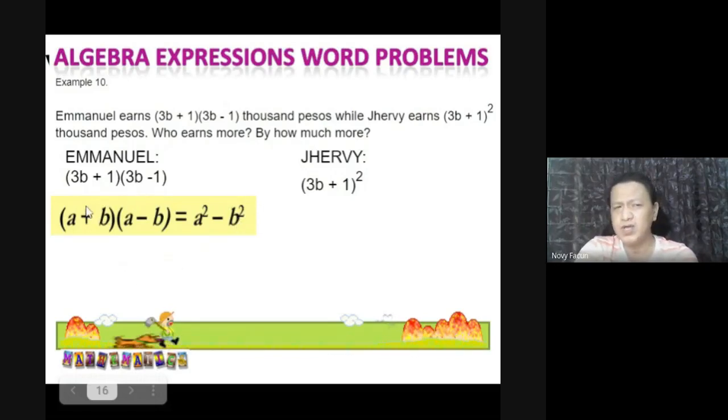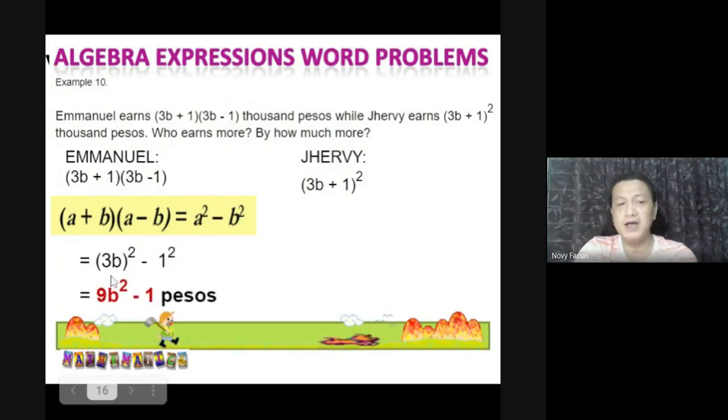And what do you call this special product? This is simply the product of the sum and difference of two binomials. Okay, and you're going to substitute the formula. We have the square of the first and the square of the second. So we have 3b squared minus 1 squared using this formula, and the simplified form of this is now 9b squared minus 1 pesos. Ito ngayon yung earns ni Emmanuel.